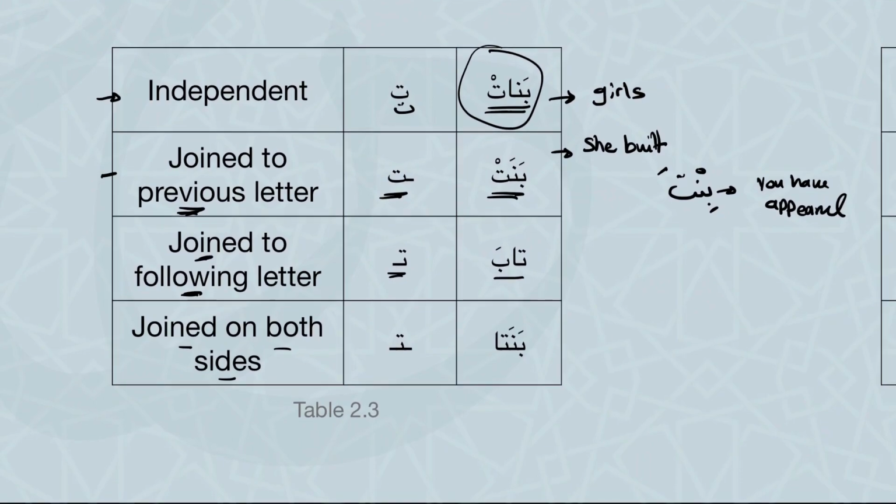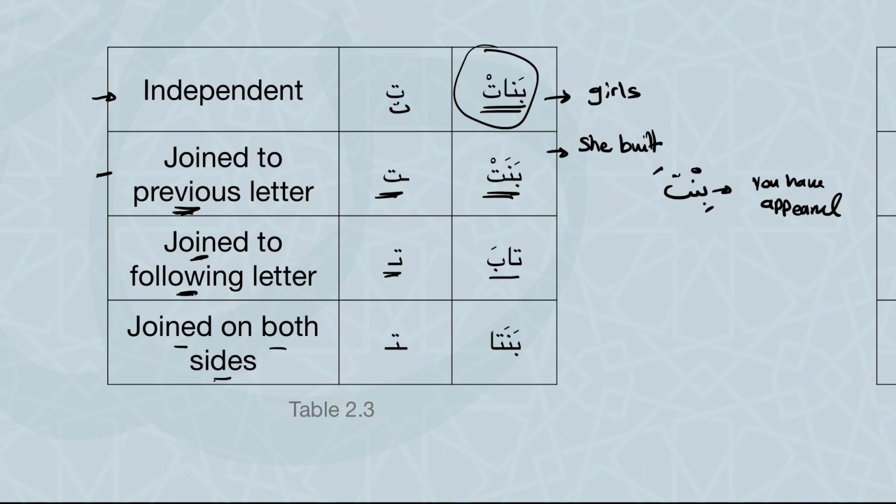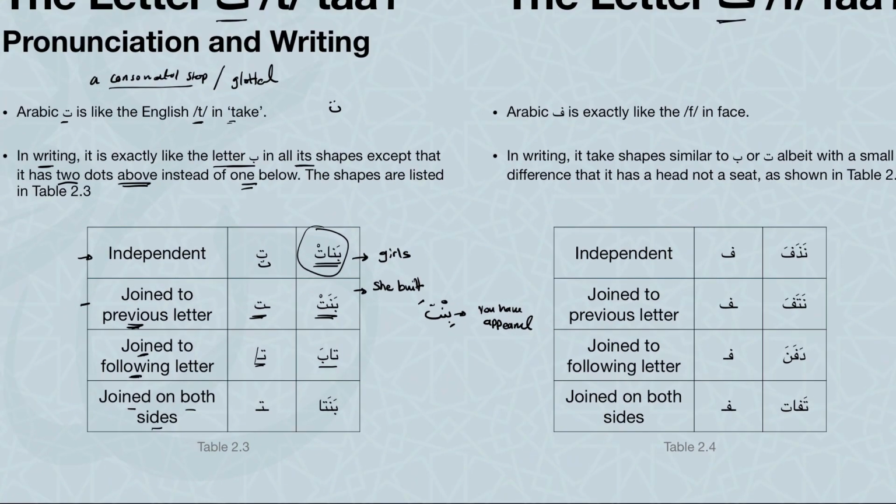Joined on both sides, we would have the ta. Remember when we said about the ba that the boat gets chopped in half? Well, the same thing happens with the letter ta. The boat gets chopped in half, and only the head of it remains. When it's connected, just the head remains. Even when both sides are chopped, or both halves, this is ta.